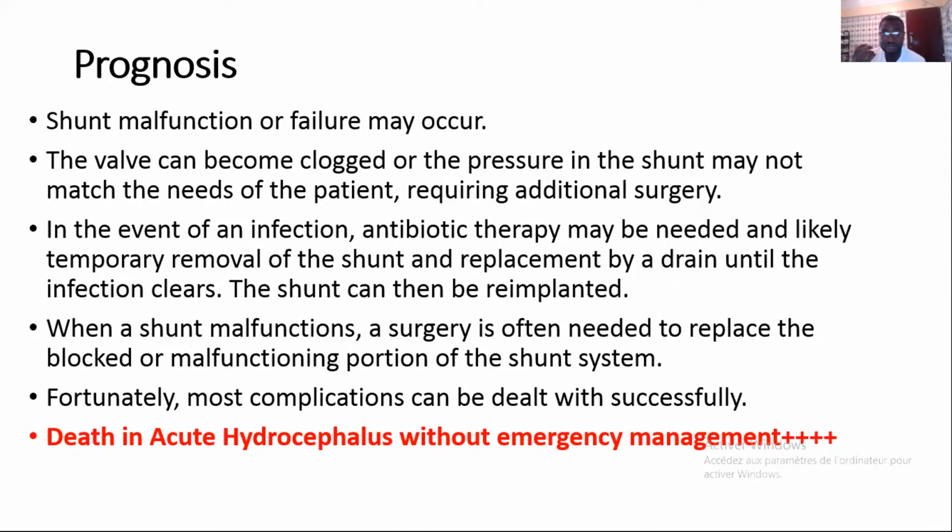In the event of an infection, antibiotic therapy may be needed and likely temporary removal of the shunt and replacement by a drain until the infection clears. After, the shunt can be reimplanted. When a shunt malfunctions, surgery is often needed to replace the blocked or malfunctioning portion of the shunt system. Fortunately, most complications can be dealt with successfully, but we can have death in acute hydrocephalus without emergency management.